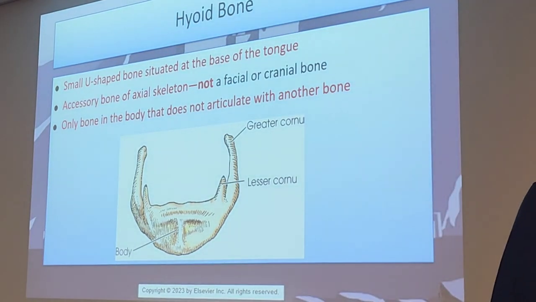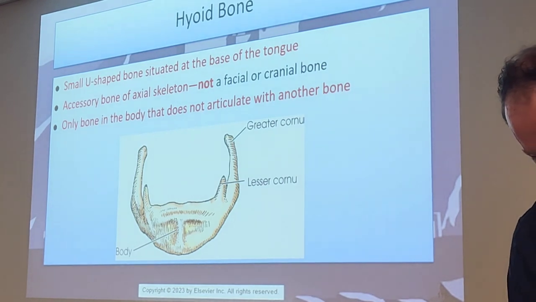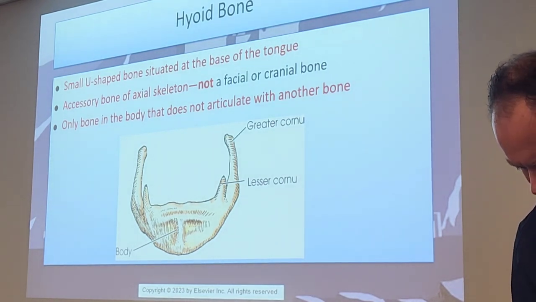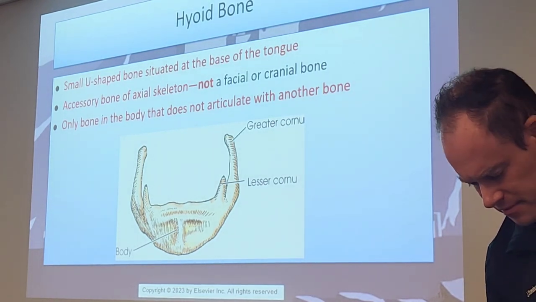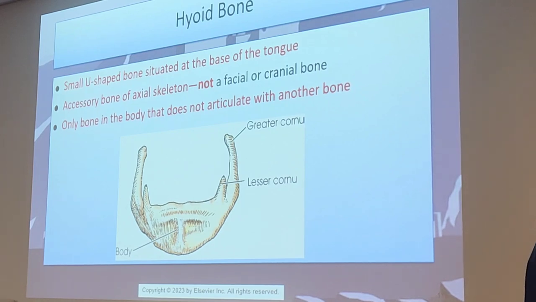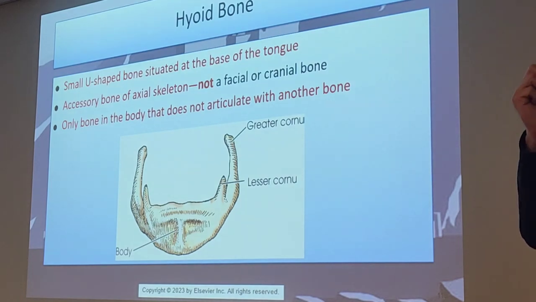We actually have a hyoid bone in here. I saw one. There it is. A little bit bigger than you'd imagine. This is to scale. That's a little horseshoe.